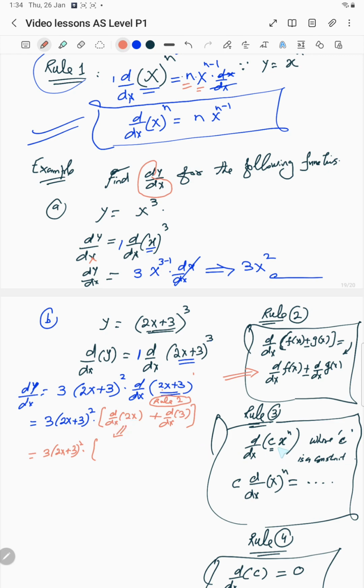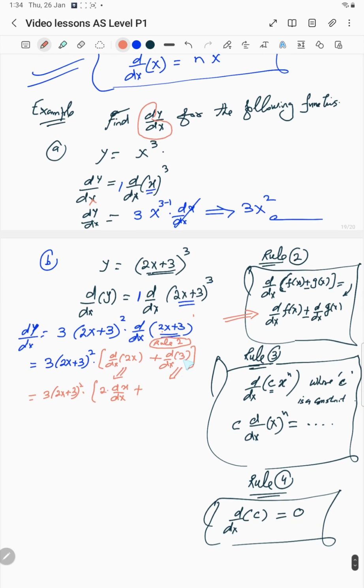2x plus 3, this will be as it is because this already has done the differentiation. So 2, like a constant, comes out and we will differentiate only x, d by dx of x. And here this is rule number 4, the final rule, the derivative of a constant, because these don't have x with it. So the differential becomes 0 and dx by dx cancelled. So 3 into (2x plus 3) power 2, and 2 plus 0 is 2. So you can see 3 times 2, that is 6, into (2x plus 3) power 2 is my final answer.